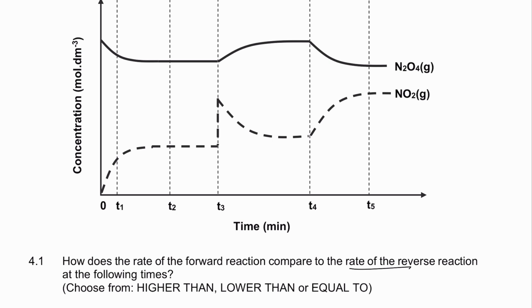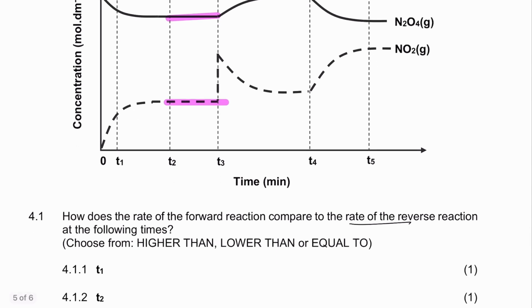Now this is before equilibrium is reached. Remember, the first equilibrium is reached somewhere here. So before equilibrium is reached, the rate of the forward is going to be greater than the rate of the reverse. So it's going to be higher, right? At T2 now it's at equilibrium. And at equilibrium, we know that the rate of the forward is equal to the rate of the reverse. So they are equal.